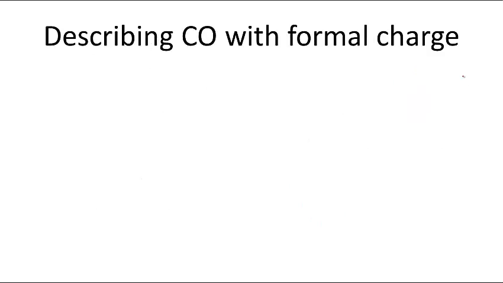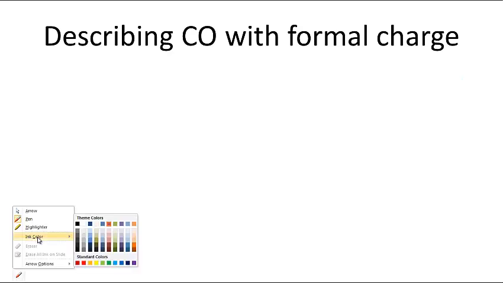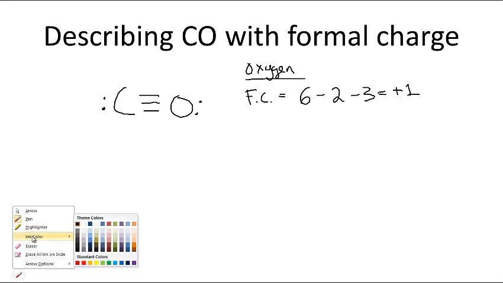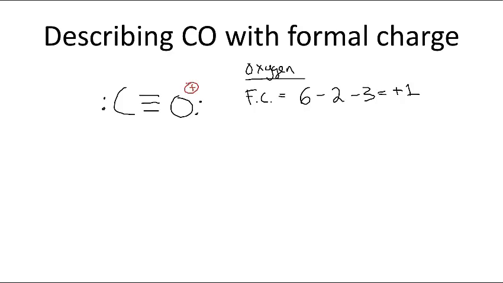All right. So, describing carbon monoxide with formal charge. Let's go back to our Lewis structure and calculate the oxygen formal charge. So, oxygen's in group 6. It brings 6 valence electrons to the table. It has 1 lone pair, which is 2 electrons. And it has 1, 2, 3 bonds. So its formal charge is +1. So you would just write a plus over the oxygen. Now I want you guys to figure out the formal charge on carbon.